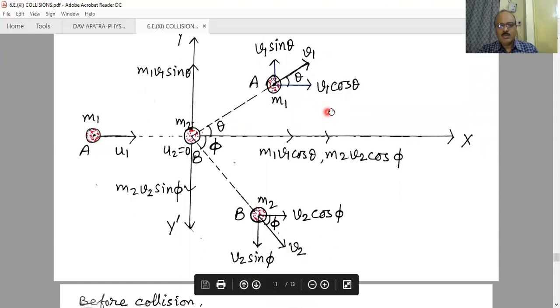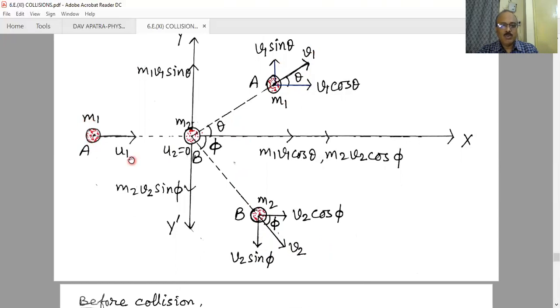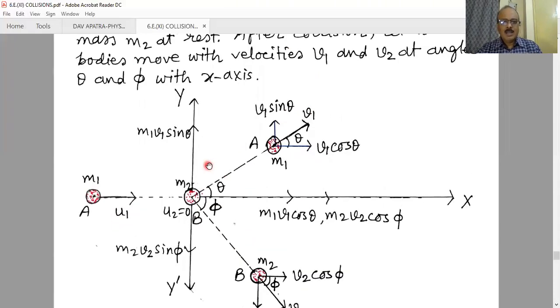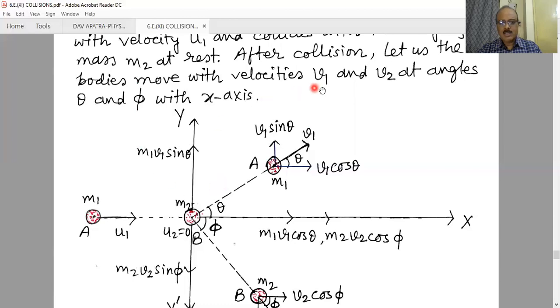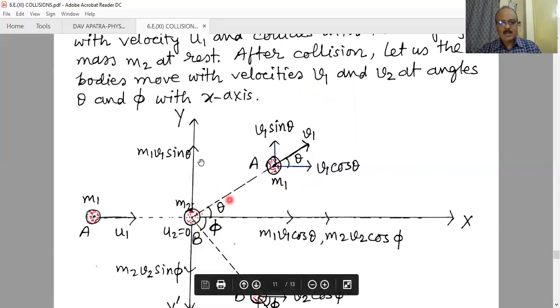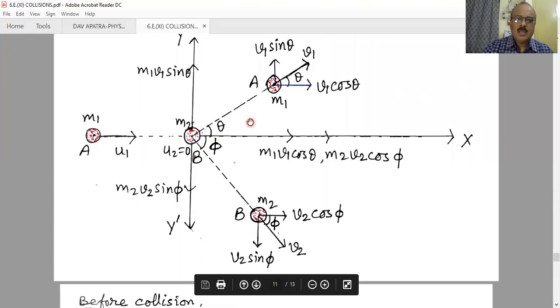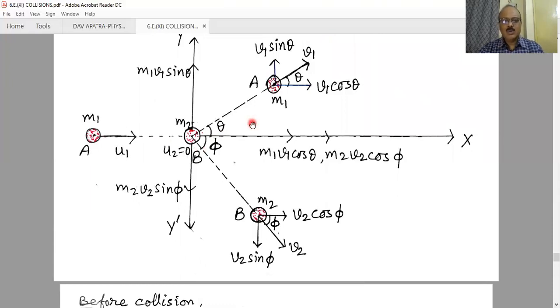Now there are four unknowns: V1, V2, theta, and phi. And the knowns are U1, U2, M1, M2. These are known to us, but there are four unknowns. Now, how can we find the four unknowns with the help of different equations? Let us construct equations. Generally we take the origin at the point where the collision takes place.